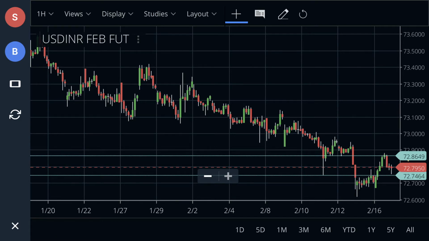Here 72.86 is the resistance level and 72.74 is the support level of USDINR. If USDINR breaches the resistance level at 72.86, we buy, and the targets are 72.90 and 72.95.